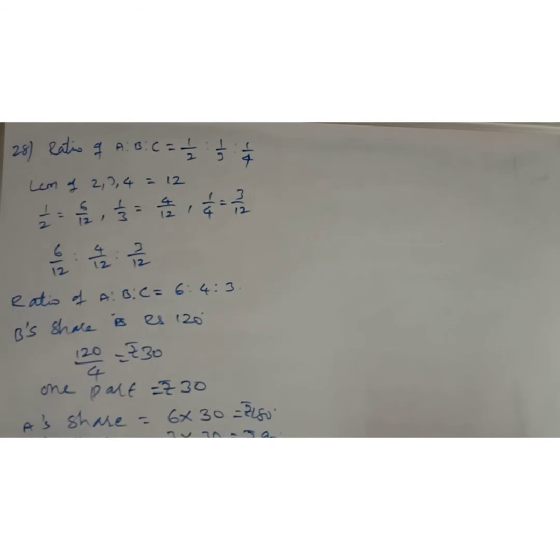In the same way, the next question is the 29th question. When A is equal to 3, 5, 8, 10 and B is equal to 9, 15, 24, 30, then A and B are in dash. See, if A is 3, then B is 9. If A is 5, B is 15. If A is 8, B is 24, and if A is 10, B is 30. That means if A is increasing, automatically B is also increasing. Hence, A and B are in direct proportion. The answer is direct proportion.